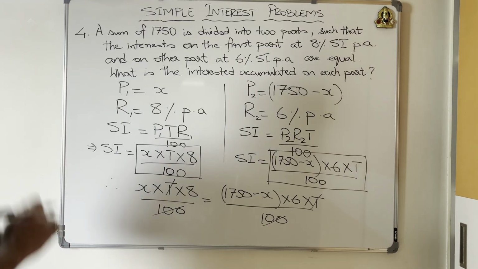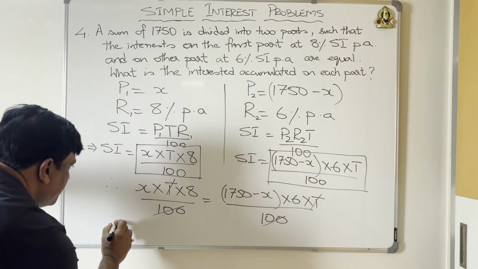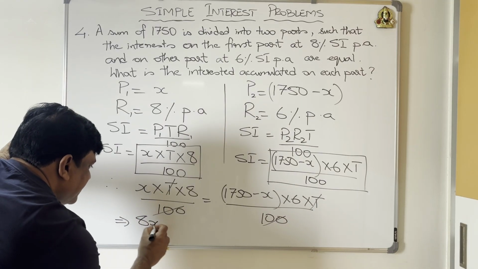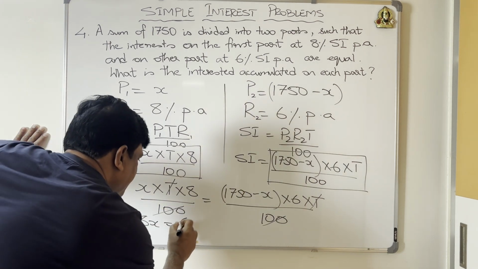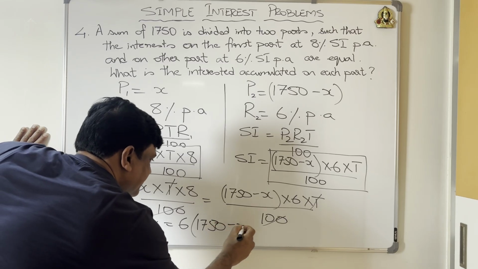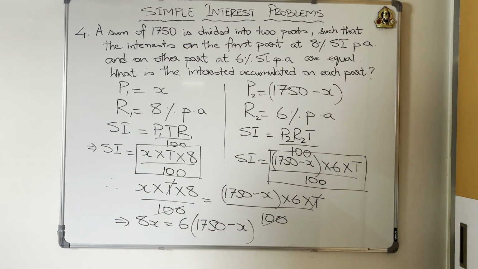It cancels out. Now what are you left with? You are left with something simple. This comes out to be 8 into X, 8X, is equal to 6 times 1750 minus X. That is what you get, right?